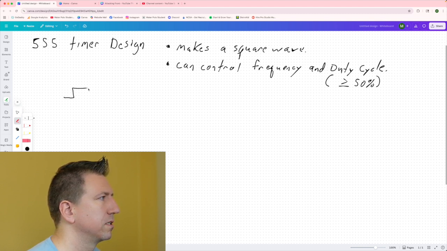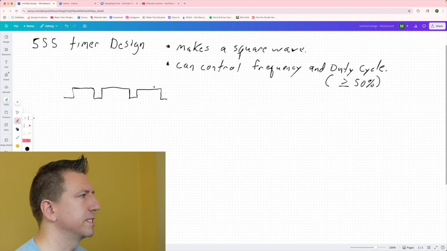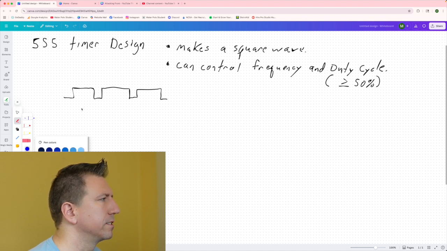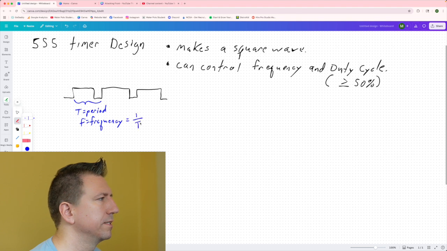Those are all supposed to be the same size, just FYI. There are a couple of features here that we are interested in. First off, we're interested in the time it takes to make one complete cycle. This is called the period, and that gives us the frequency as 1 over the period.